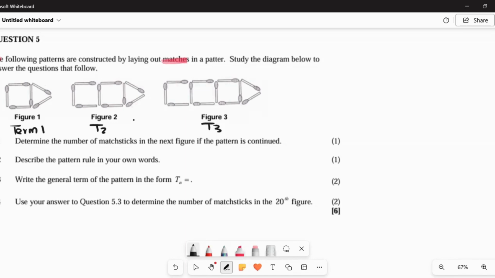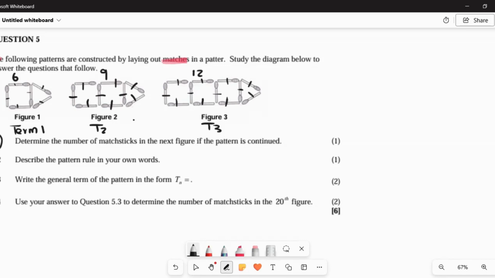Okay, so now they're saying determine the number of match sticks in the next figure if the pattern continued. So for us to answer this question, we firstly need to know how many match sticks we have in each term. For the first, we have 1, 2, 3, 4, 5, 6 match sticks. So for figure 1, we have 6. And then figure 2 will have 9, and then figure 3 or term 3 will have 12. We just add them stick by stick. 1, 2, 3, 4, 5, 6, 7, 8, 9. That's how we counted that. And then similarly here, 1, 2, 3, 4, 5, 6, 7, 8, 9, 10, 11, 12.